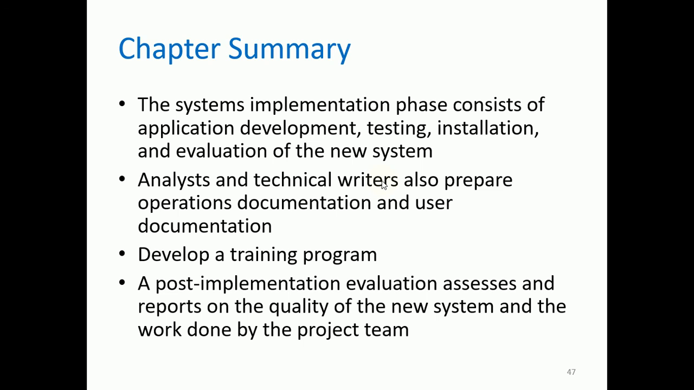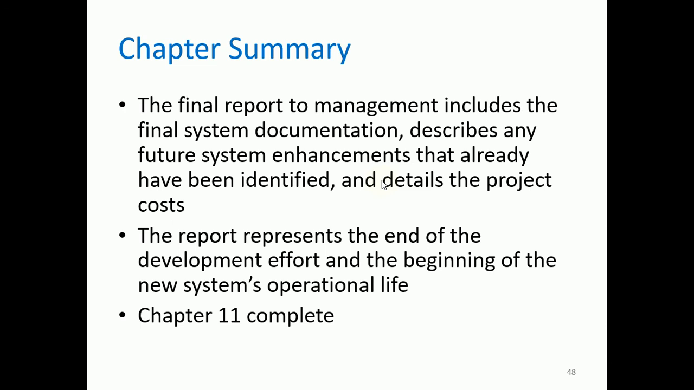For the chapter summary, the systems implementation phase consists of application development, testing, installation, and evaluation of the new system. Analysts and technical writers also prepare operations documentation and user documentation, and then develop a training program. A post-implementation evaluation assesses and reports on the quality of the new system and the work done by the project team. The final report to management includes the final system documentation, describes any future system enhancements that have already been identified, and details the project costs. The report represents the end of the development effort and the beginning of the new system's operational life.